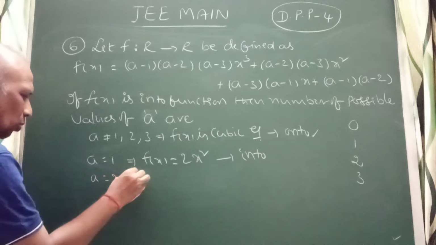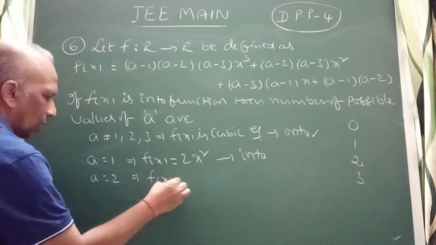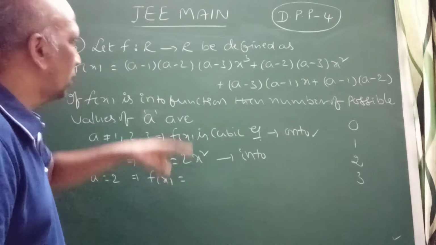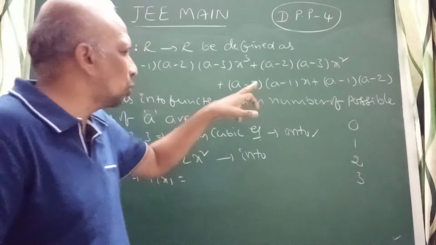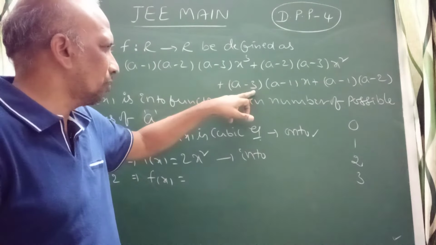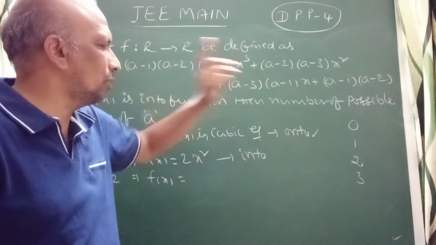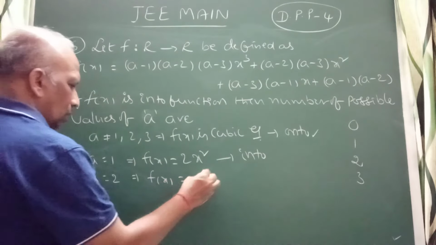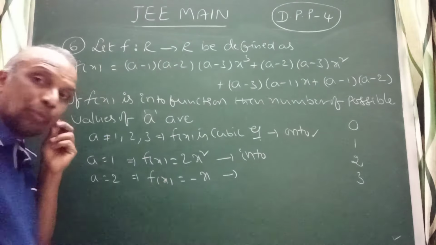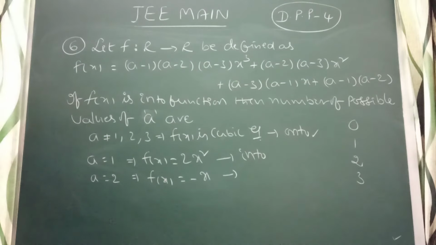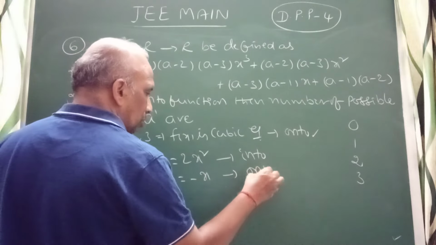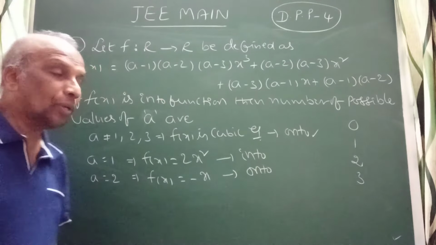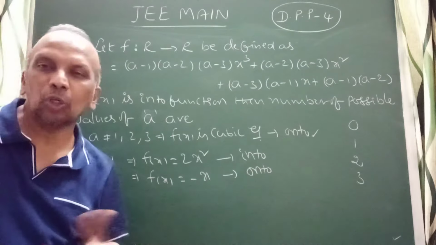You take a is equal to 2. If a is equal to 2, you can check that. What it comes to when a is equal to 2: this will be 0, right? This will be 0. A is equal to 2 means 2 minus 3, 2 minus 1, it is minus x. So the function is f(x) = minus x, and this is an onto function, right? Because the codomain is equal to the range, it is an onto function.